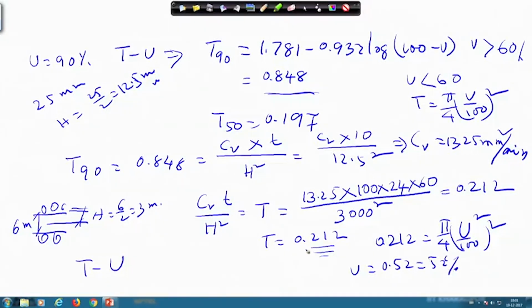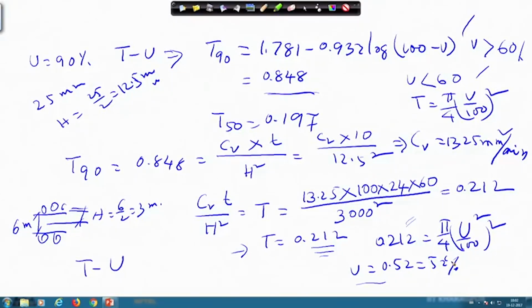So, for T versus U I have two equations, this is one equation, this is the other. I am assuming that maybe U is between 0 to 60%. Whatever T I have calculated for 100 days, I have equated with this equation, and I am getting U as 52%. That means whatever assumption I have made is correct.